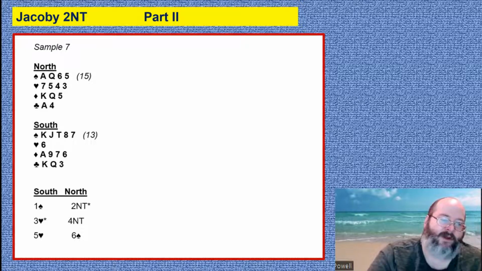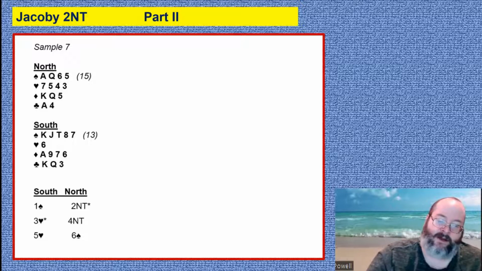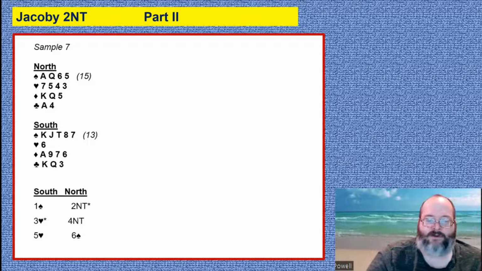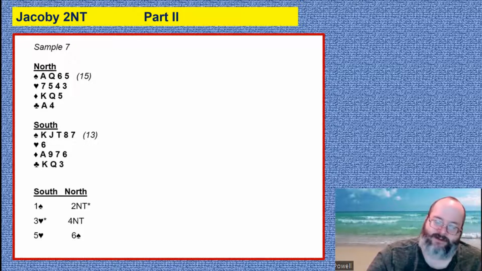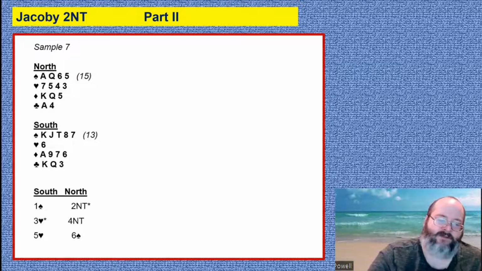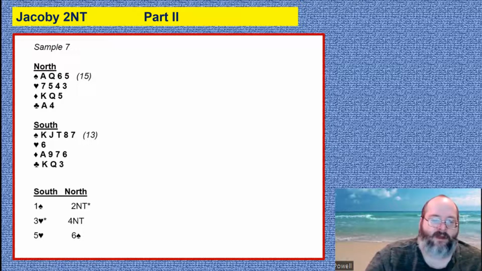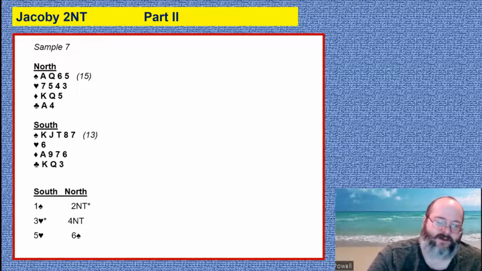So 4-no trump. South, how many key cards do you have? Well, you have the ace of diamonds and you have the king of spades, the agreed upon trump suit, right? So 2 key cards. When you have 2 key cards, check for the queen. You don't have it, right? So 2 key cards without the queen of spades is 5 hearts. North, you have 4 out of 5, right? That is good enough for 6 spades.